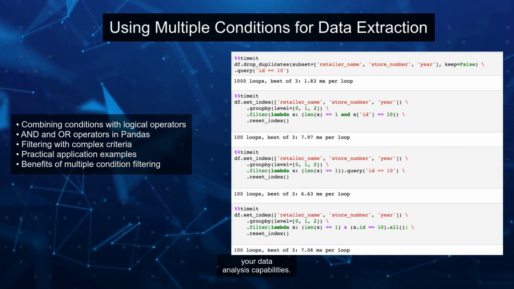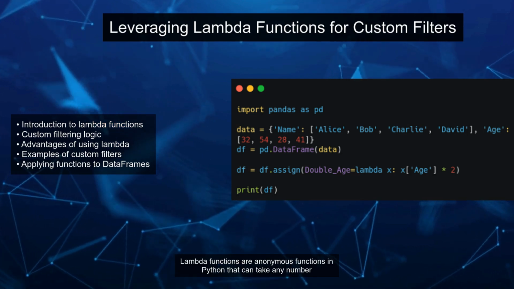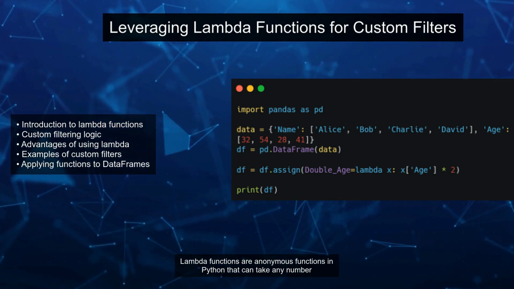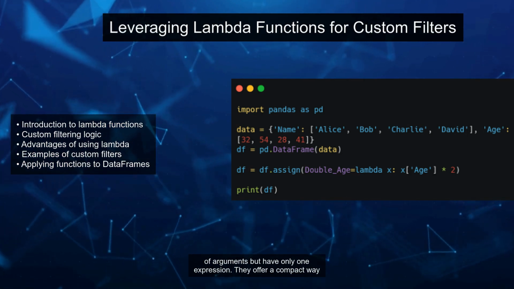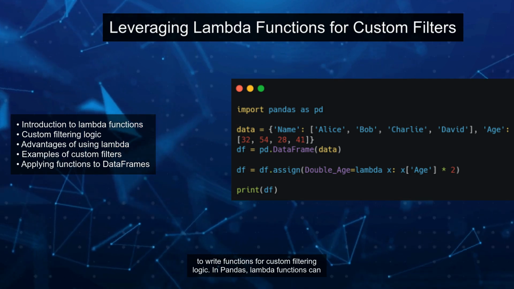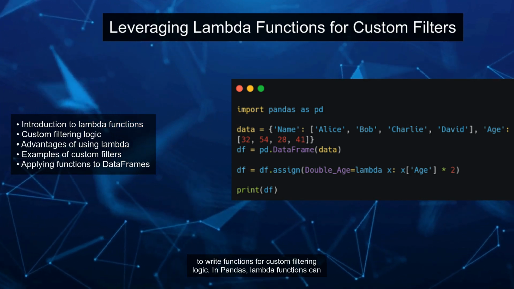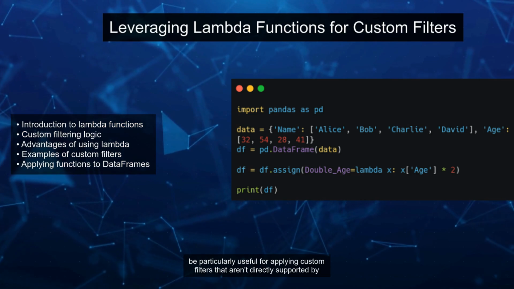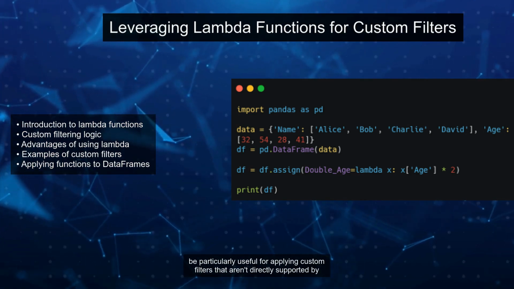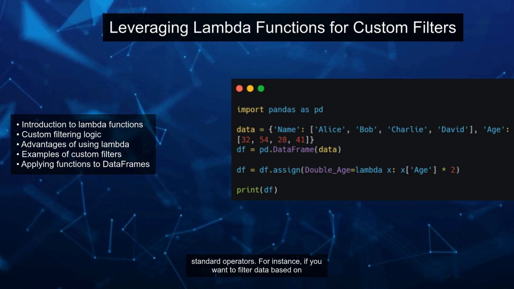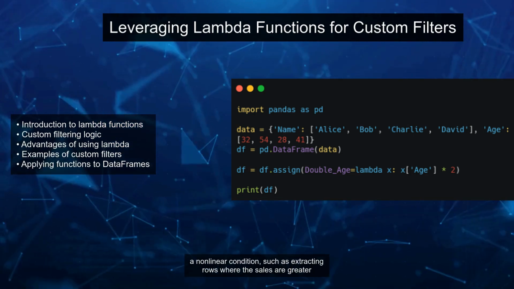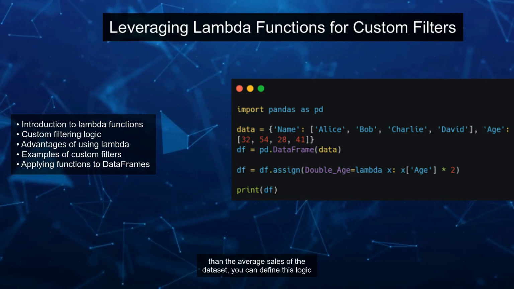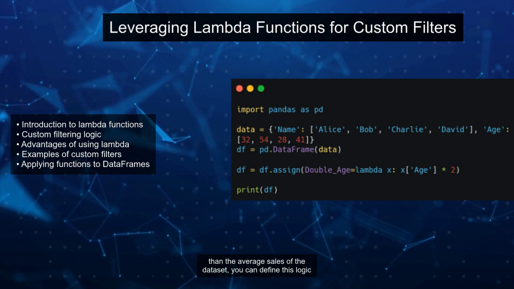Lambda functions are anonymous functions in Python that can take any number of arguments but have only one expression. They offer a compact way to write functions for custom filtering logic. In Pandas, Lambda functions can be particularly useful for applying custom filters that aren't directly supported by standard operators. For instance, if you want to filter data based on a nonlinear condition, such as extracting rows where the sales are greater than the average sales of the dataset, you can define this logic in a Lambda function.